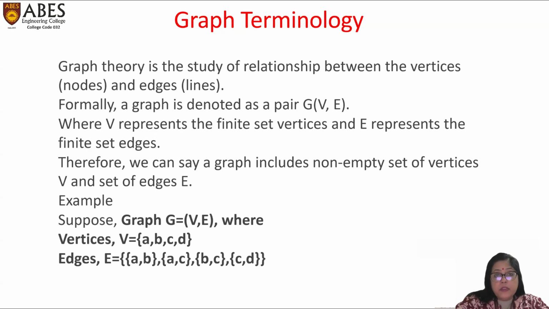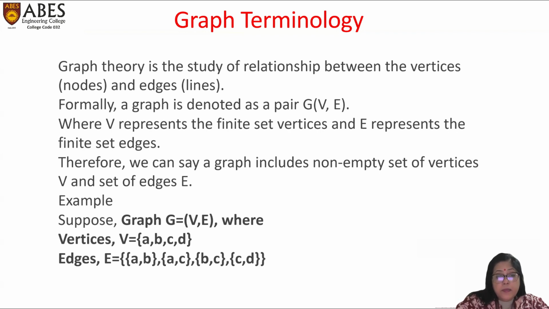Now, graph theory is the study of the relationship between the vertices and the edges, and the graph is formally denoted as a pair G(V, E), where V is the finite set of vertices and E represents the edges, that is, the finite set of edges. Therefore, we can say that the graph includes a non-empty set of vertices V and a set of edges E.